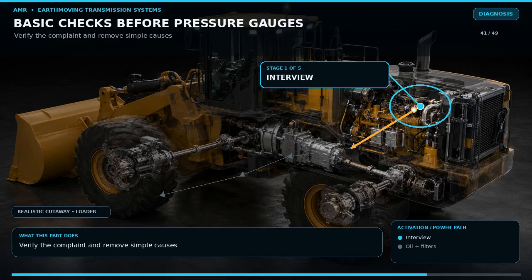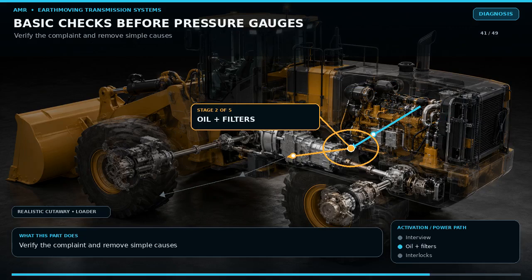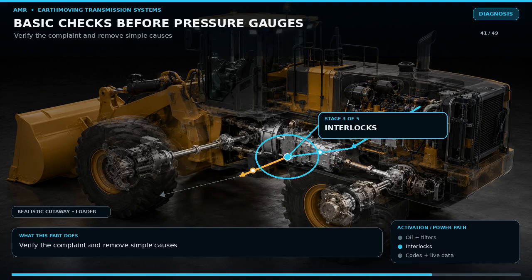Start with the operator. Ask when the fault began, whether it is cold or hot, which gear and direction are affected, what load and slope were present, and what repair happened recently. Verify the complaint safely. Check fluid level using the correct procedure. Inspect color, odor, foaming, water, and debris. Confirm the exact oil specification. Inspect filters and magnetic screens according to service instructions.